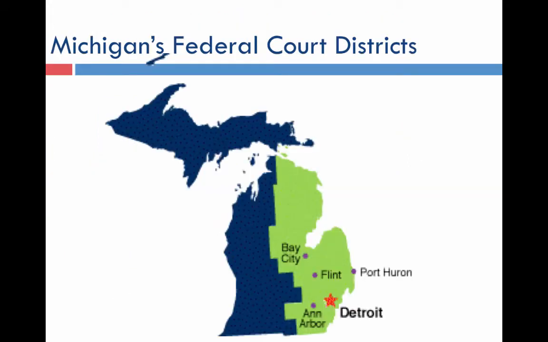Michigan has two federal districts, the Western and the Eastern. Flint is in the Eastern District, which is housed in Detroit but has offices in Flint, Ann Arbor, Port Huron, and Bay City. Each state has at least one district, but many have two districts or more.